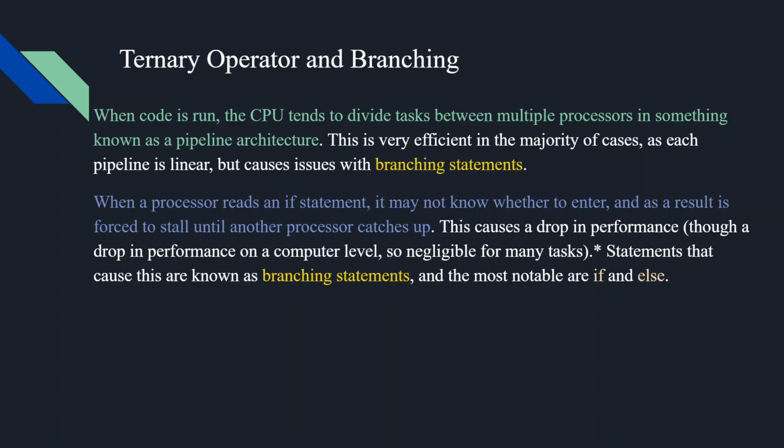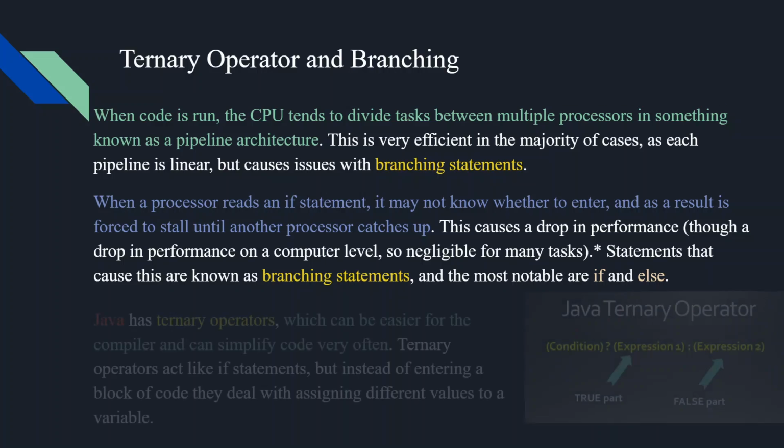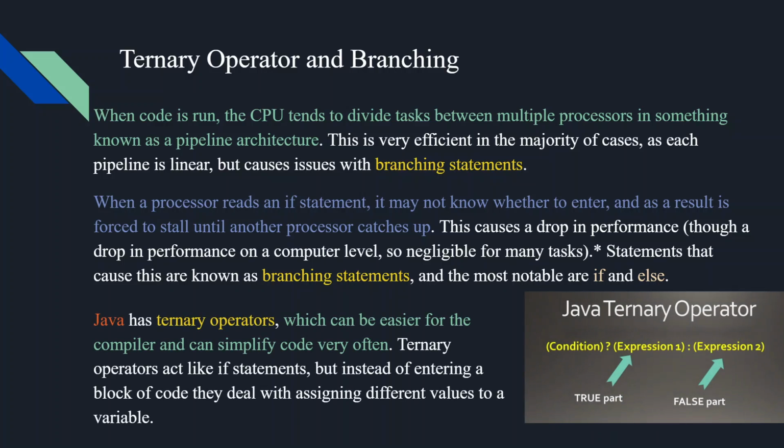Statements that cause this are known as branching statements and are most notably if and else. As a brief aside, smart processors will often compile branching statements in a way that does not branch when it converts it down to assembly or computer code. But in many cases, this is impossible for a computer to do while keeping the code functionally the same. Java also has ternary operators, which are also branching statements, but are much easier for a computer to compile into a linear set of instructions than an if statement, and as a result, more often going to be more efficient.